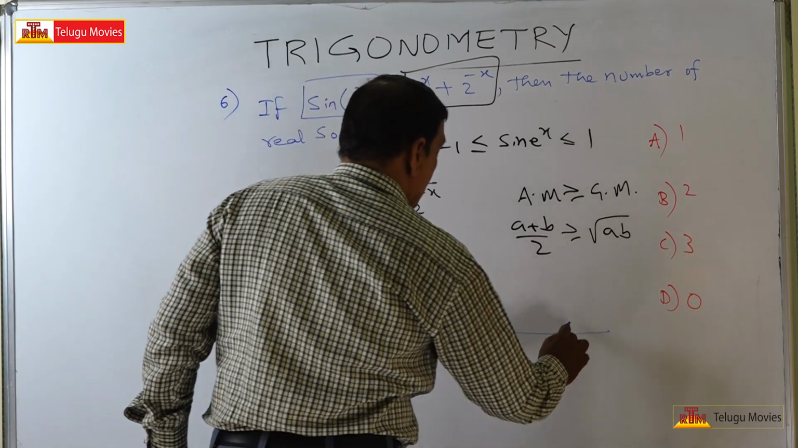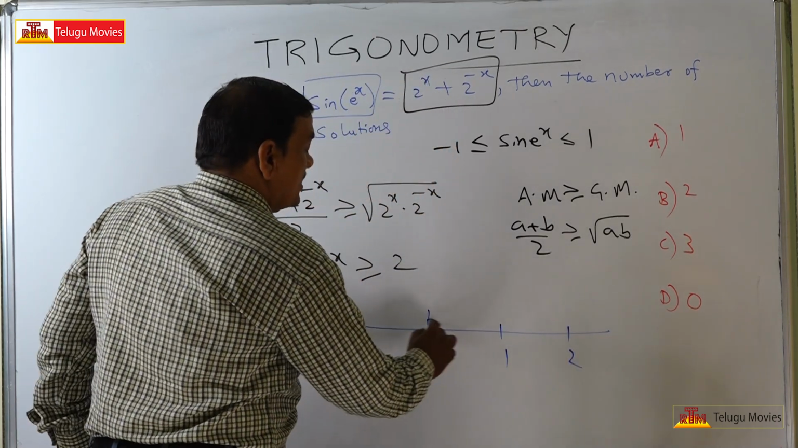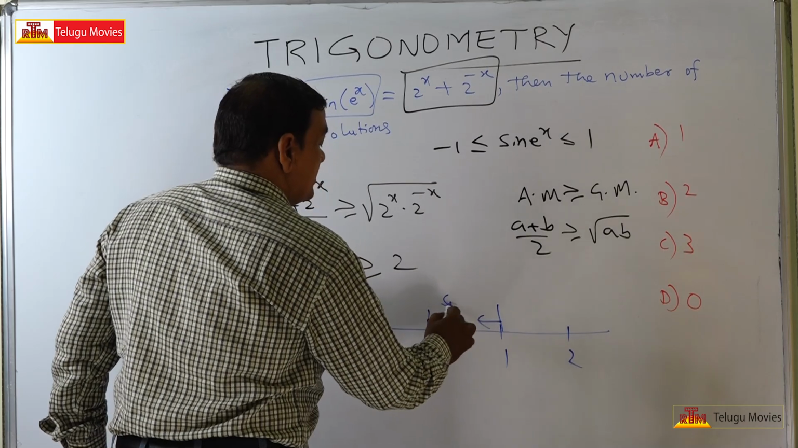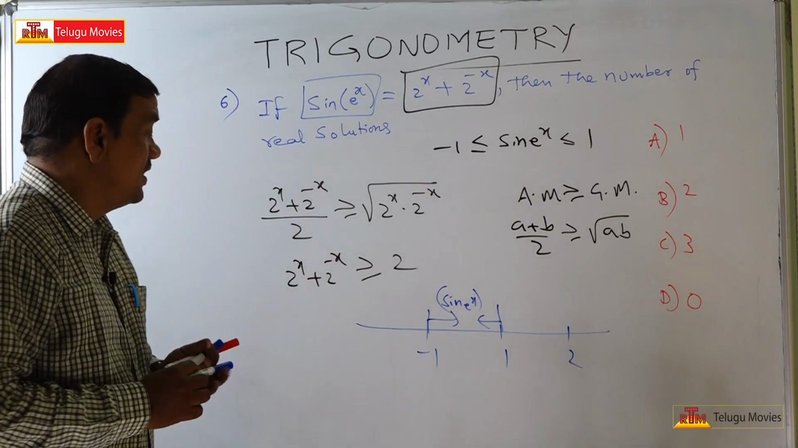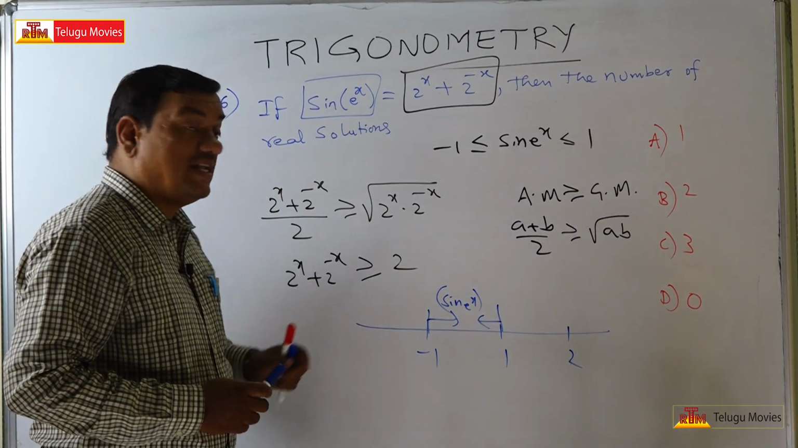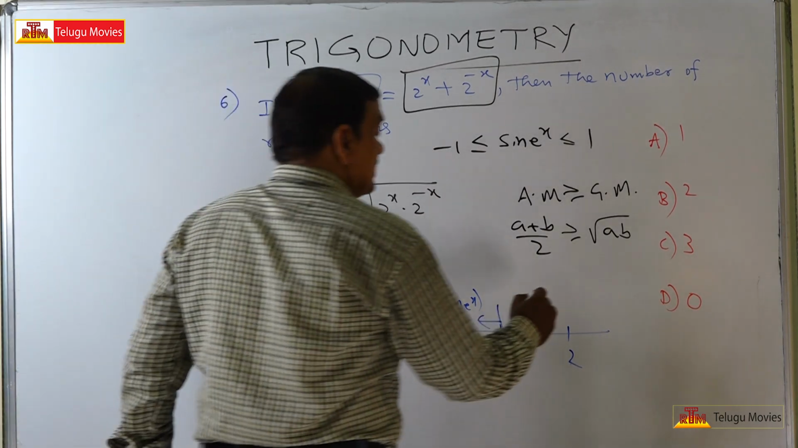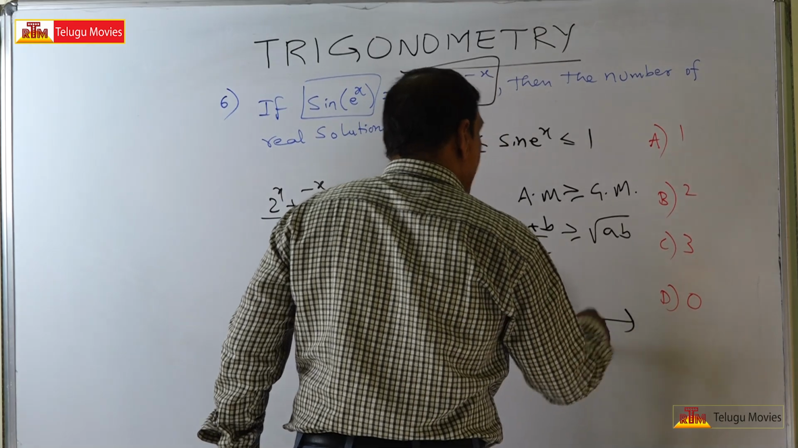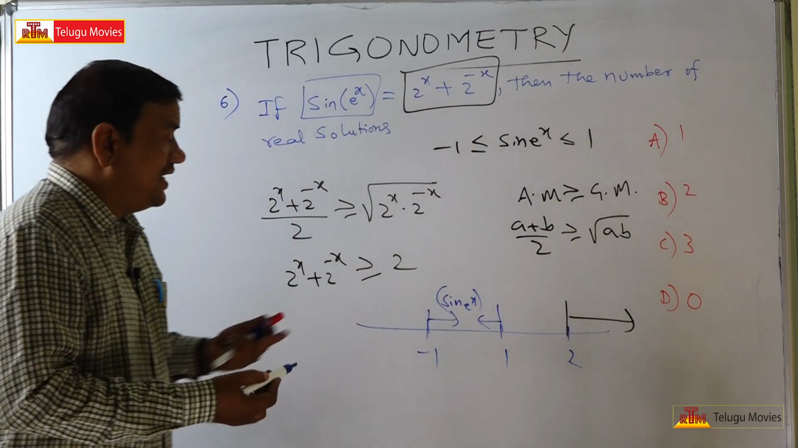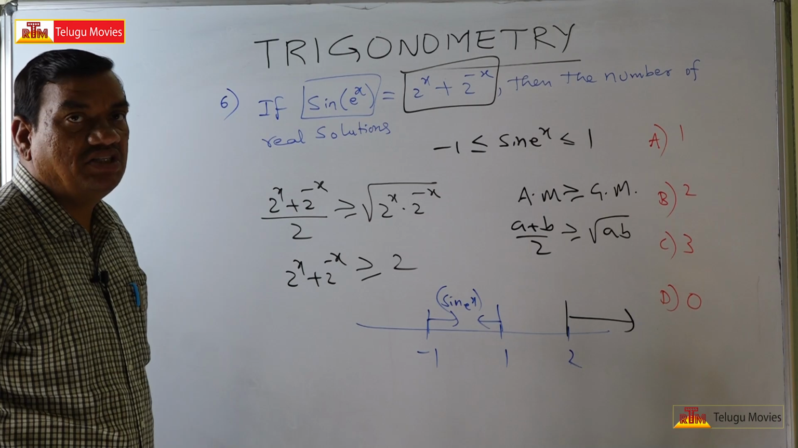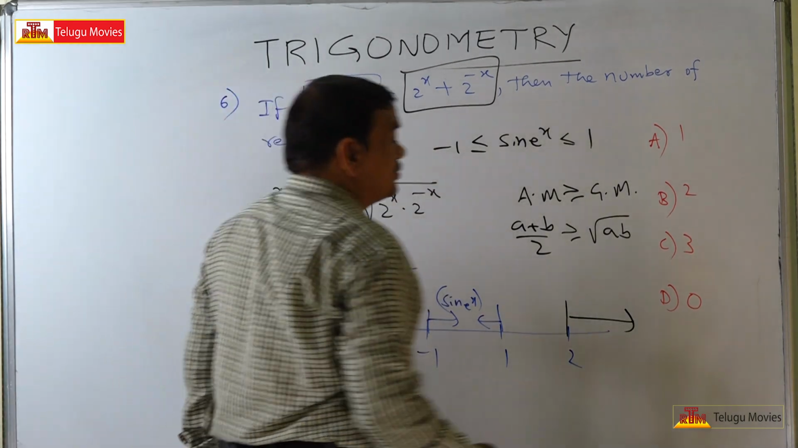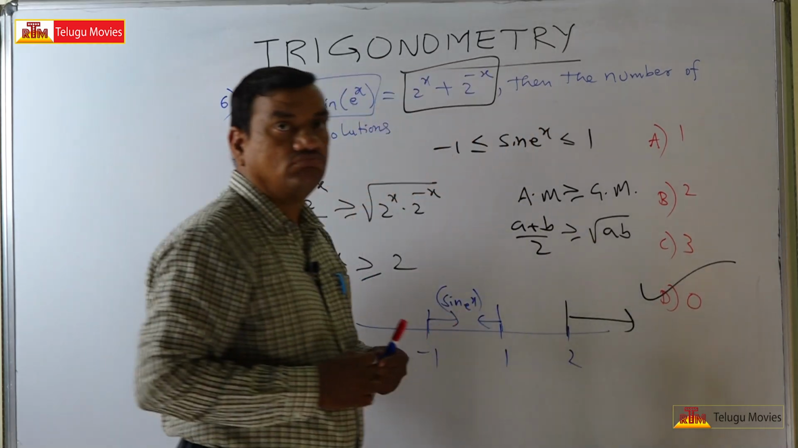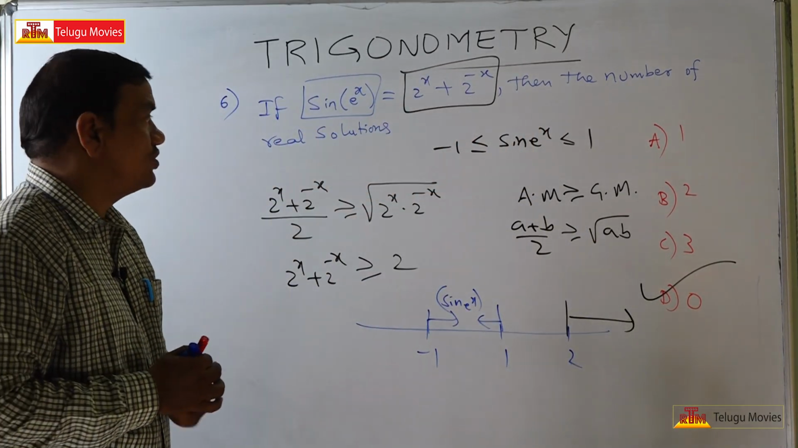So from this we can say very clearly that sine of e^x lies in the middle of minus 1 to 1, and 2^x + 2^-x is greater than or equal to 2, that is 2 and more than 2. Is there any common part? Never. Is there any common part? Null set. Therefore the number of real solutions is 0. Understand? The number of real solutions is 0.